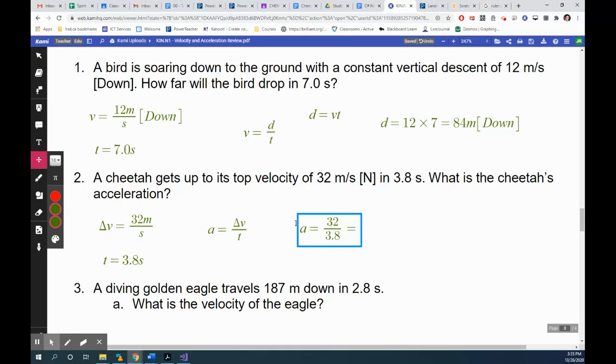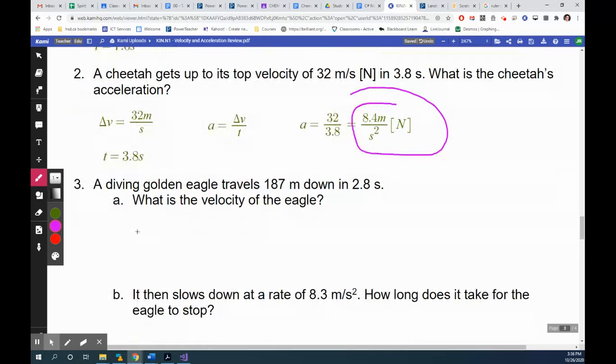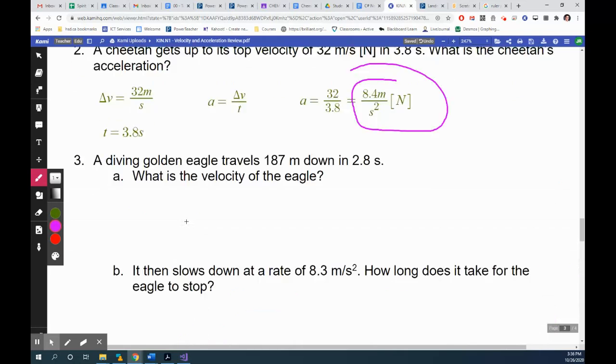And that gives us a total of 8.4. And acceleration should be in meters per second squared. And it should have a direction because it's a vector. And so it should also be north because it sped up towards the north. Very good. Meters per second squared are the units for acceleration. So we did this in grade 10. Hopefully you're remembering that. Let's try question 3. Pause the video, try the question, and then see if you got it right.